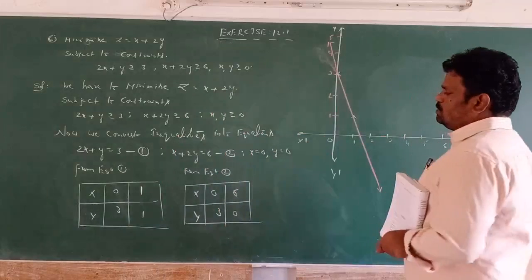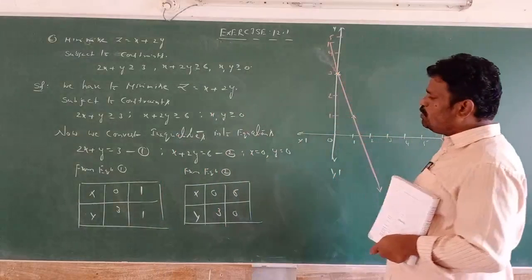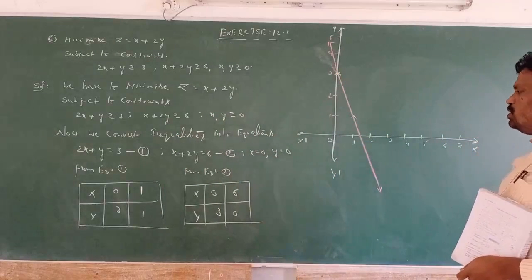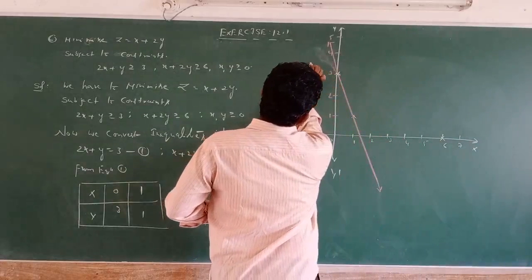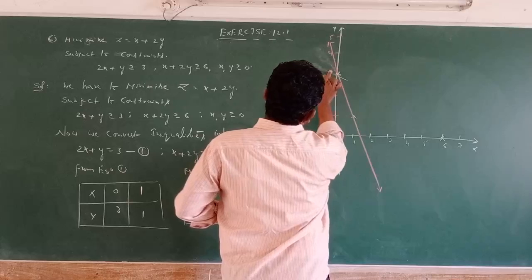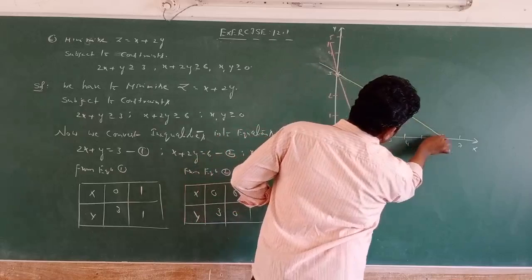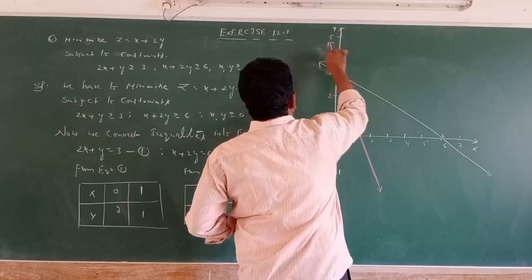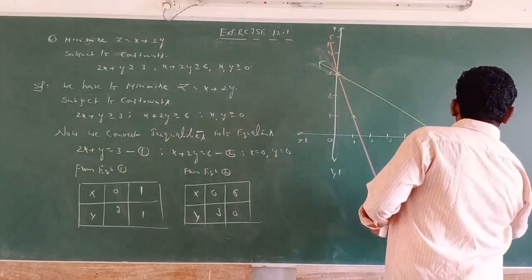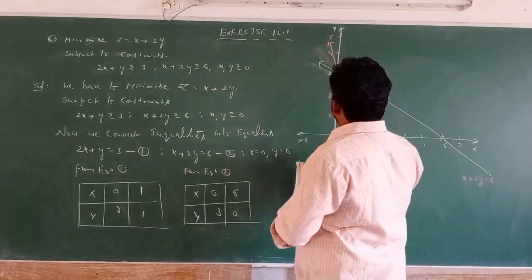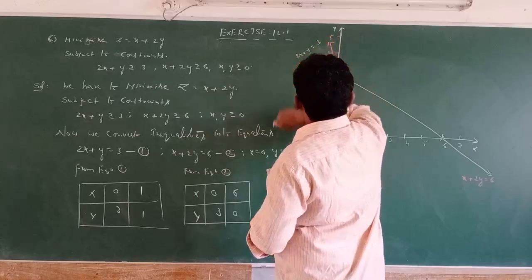And another line equation: x is equal to 0, y is equal to 3. Next one y is equal to 0, x is equal to 6. Now see, if you want to draw the line passing through, this is the other line equation. This line equation we represent by x plus 2y is equal to 6. And the other one is 2x plus y is equal to 3.